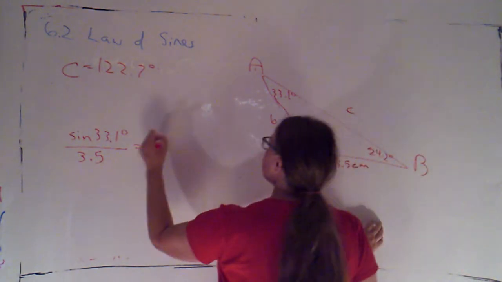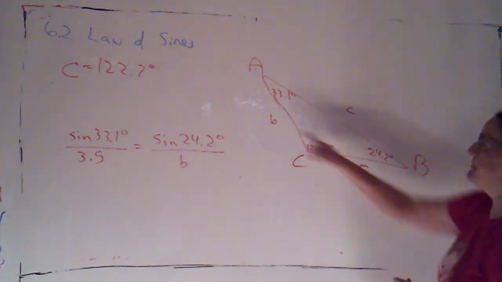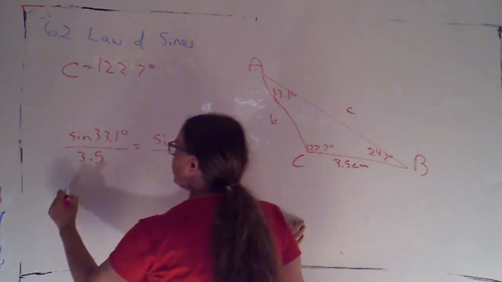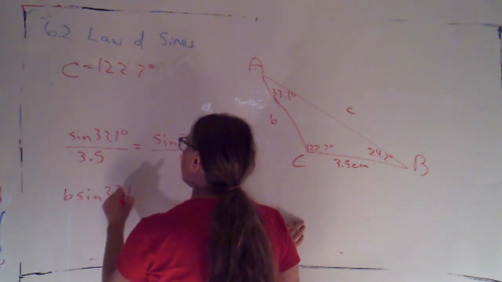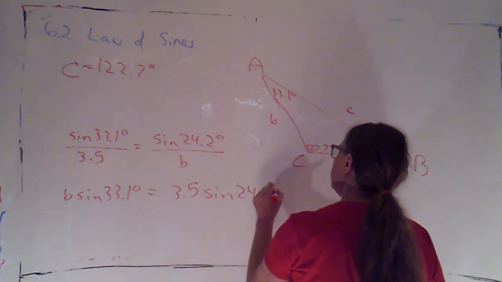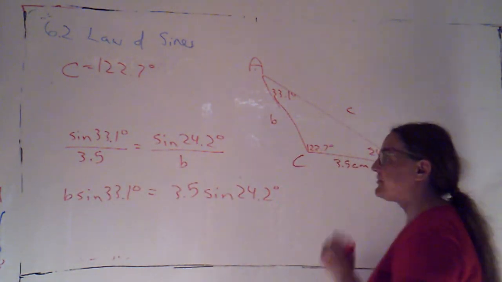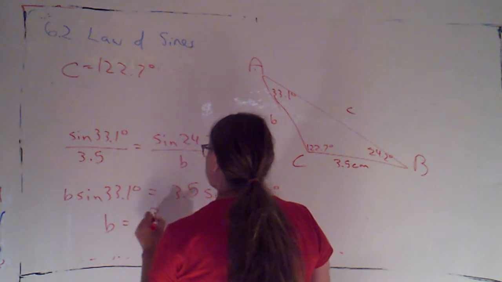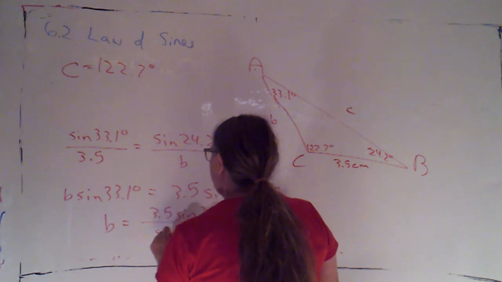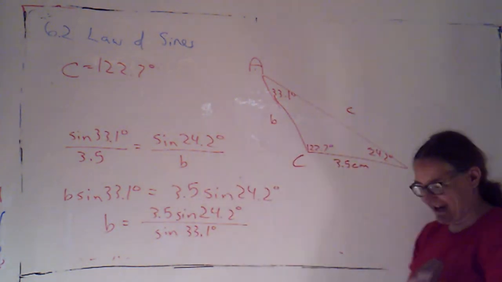Okay, so I'm able to say that sine of 33.1 degrees over 3.5, let's go ahead and find B first. That's going to be sine of 24.2 degrees over B. Okay. All right, so if I cross multiply, B times sine of 33.1 degrees is equal to 3.5 times sine of 24.2 degrees. To solve for B, I'm just going to divide by sine of 33.1. So B is 3.5 times sine of 24.2 degrees over sine of 33.1 degrees.